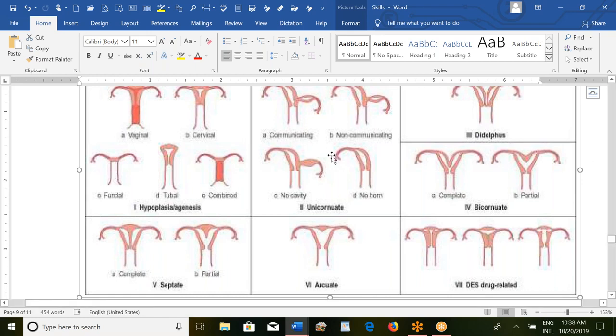So with a communicating horn, ectopic pregnancy can develop. With a non-communicating horn, menstrual blood can collect, and there can be pain. Here there is no cavity, and you cannot see any other horn. The problem with this sort of uterus is that the patient can have late second trimester miscarriages, or they can have preterm labor and delivery. That is the problem.